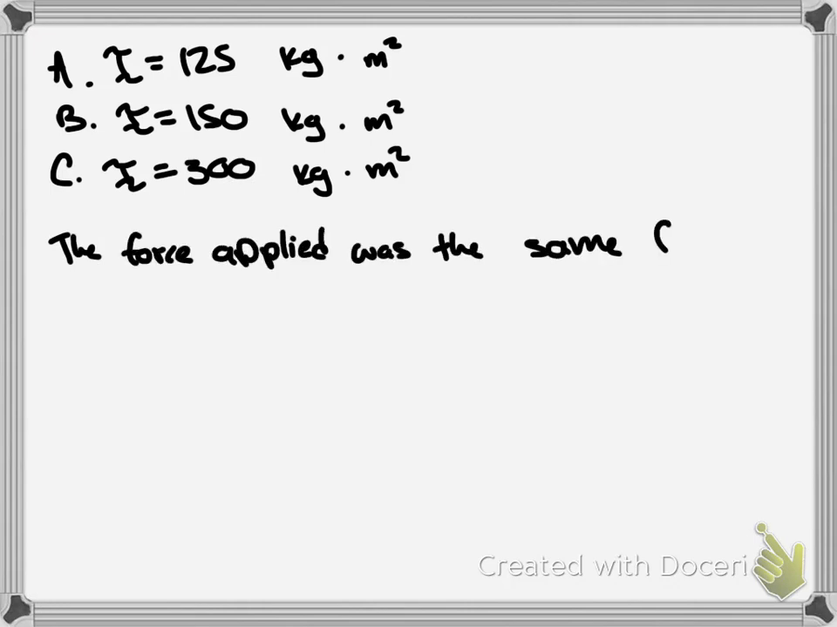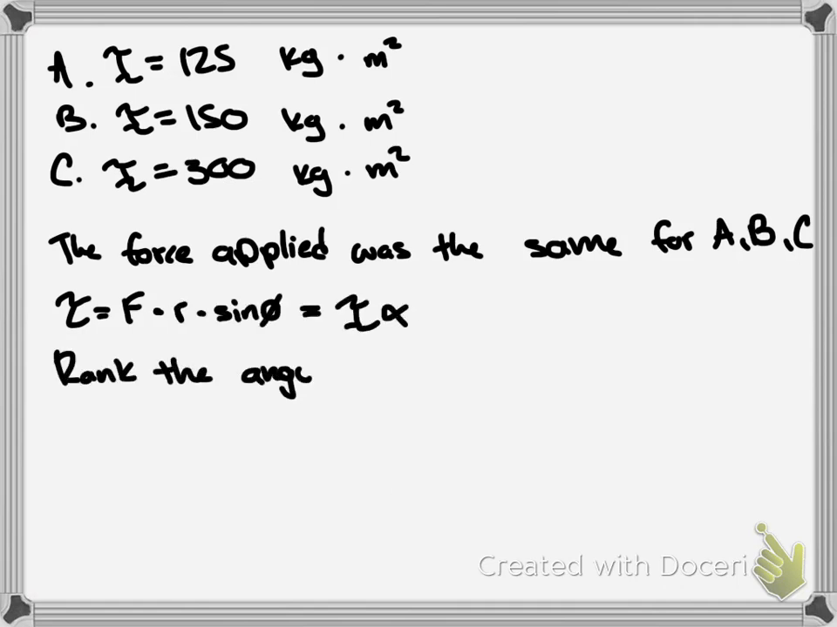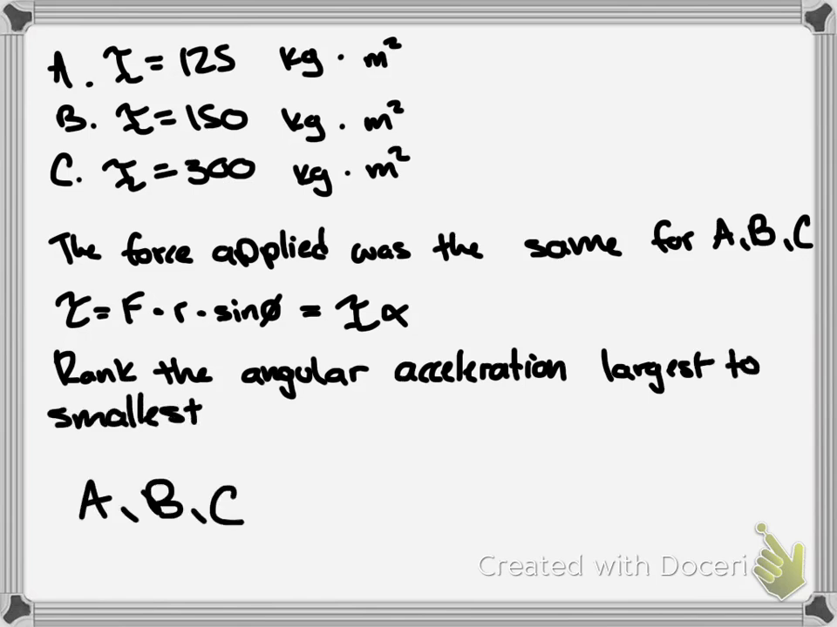Since the force applied was the same in all three rods, and torque is equal to inertia times angular acceleration, and I'd asked you to rank the angular acceleration largest to smallest, well, you just know that it's A, B, then C, because since inertia is the smallest in A, the angular acceleration has to be the largest. And then B is the middle one. And since inertia is 300 for C, that means angular acceleration has to be slow.